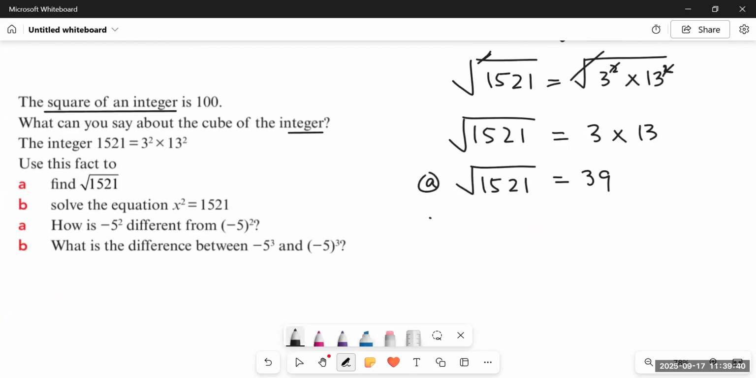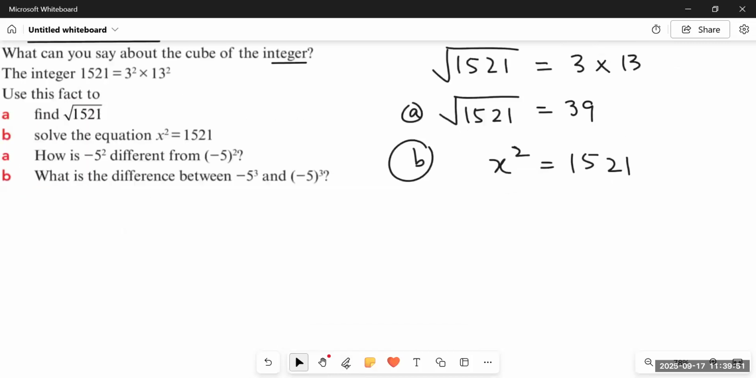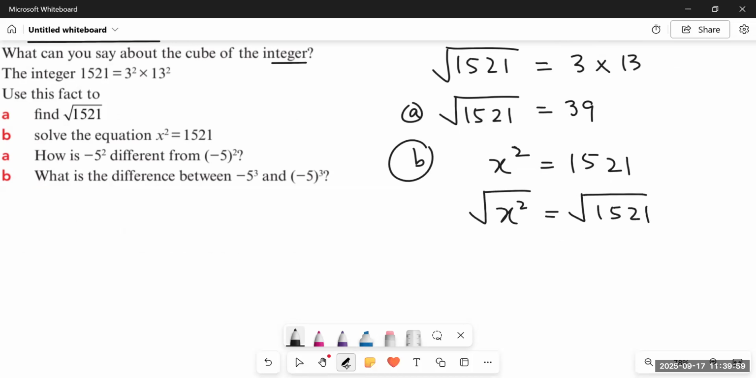Okay, now we have to solve this equation. If x square is equals to 1521, this is basically the same question in part A and B, just the methods are different. So if x square is equals to 1521, taking square root on both sides, we will have under root x square is equals to under root 1521, and we have just calculated that under root 1521 equals 39. So we can write under root x square.